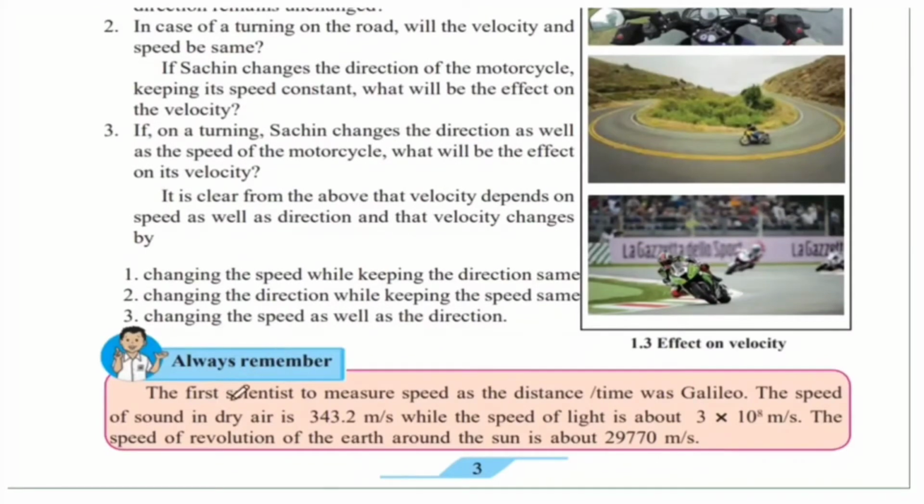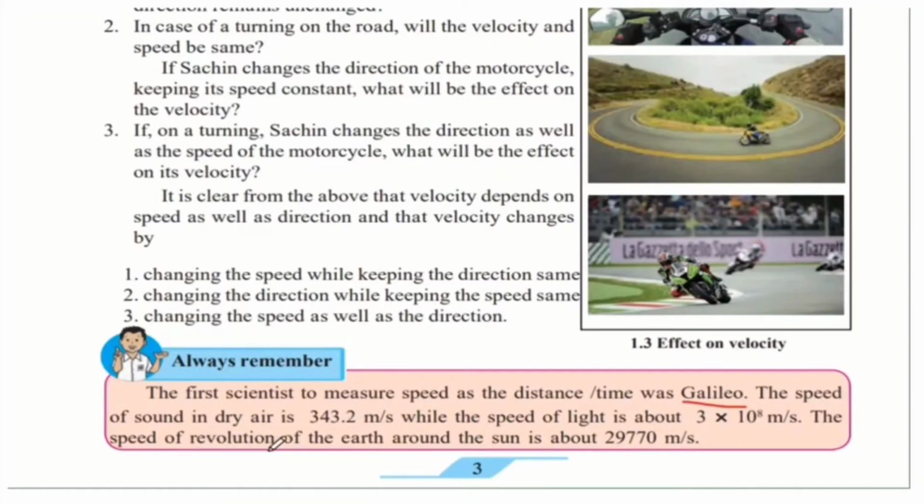Always remember, the first scientist to measure speed as the distance upon time was Galileo. So Galileo was the first person who made this formula and used it to measure speed of different things. The speed of sound in dry air is 343.2 meter per second, while the speed of light is about 3 into 10 raised to 8 meter per second. When you write 10 raised to 8, it is actually 1 followed by 8 zeros. So the speed of light is much faster than the speed of sound.